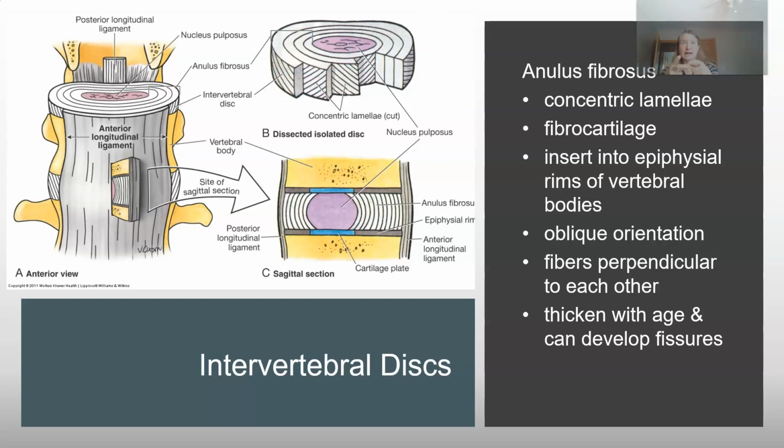So if you look at a vertebral body, or the center, the outside of that, those epiphyseal rims is where it's actually really attaching hard to. These do thicken with age because, again, fiber cartilage will dry out with age, so it tends to get more cracks in it.